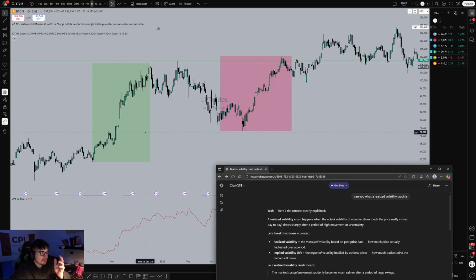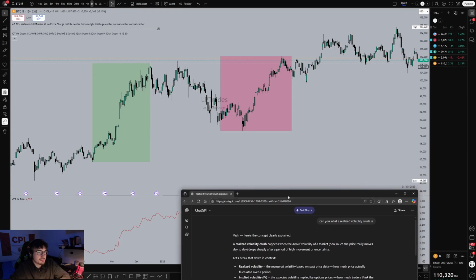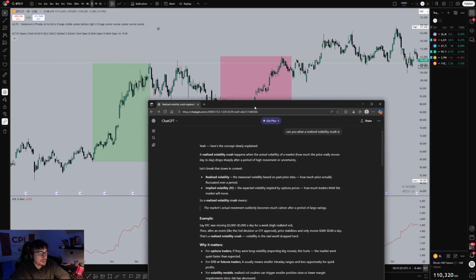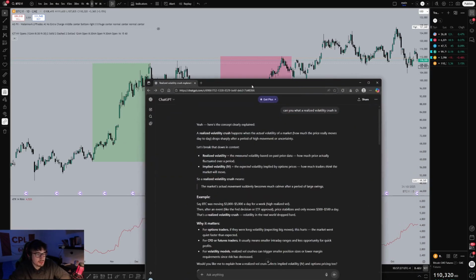But I'm hoping to see a lot more moves that I might get wicked out of, but I want to see it at least go in my favor after getting wicked out, which just tells me that there was more volatility and to use a bigger stop.